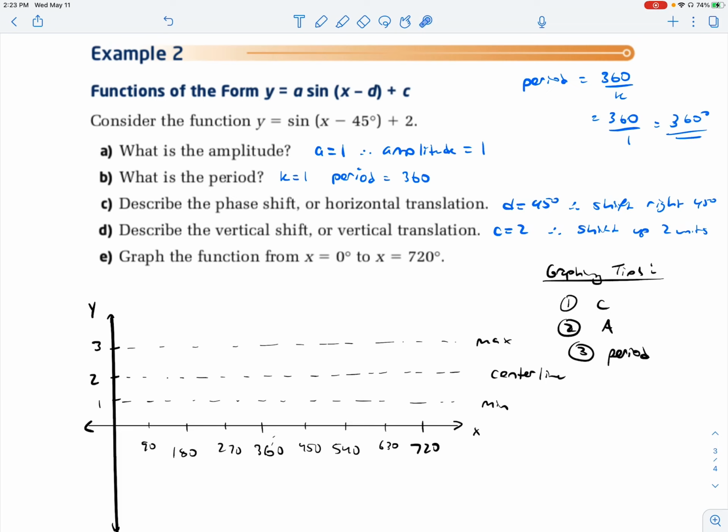The reason why I've done this is because I now know how to plot my points as I go through the graph, and I can draw a nice curve. The only thing that I haven't done yet, and that'll be step 4, is the phase shift or the horizontal shift. So I like to draw that at the end.